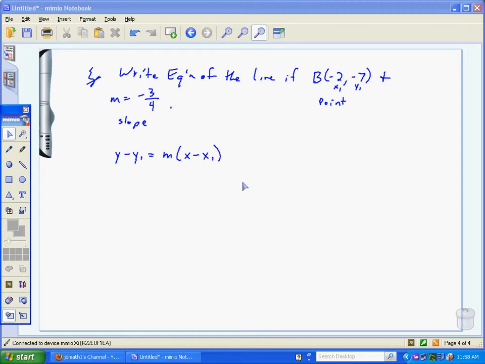Okay? So I've labeled my point. I've got my slope. I'm going to just go and substitute the values in. So y minus a minus 7, plus 7, equals, and remember, you got to watch your signs, the slope m, negative 3/4, times x minus x1, which is a minus 2, so minus a minus is a plus 2.